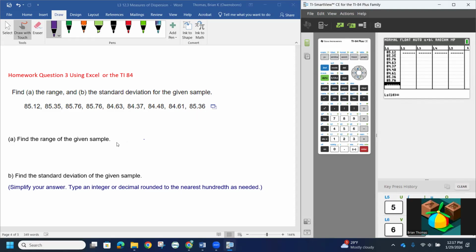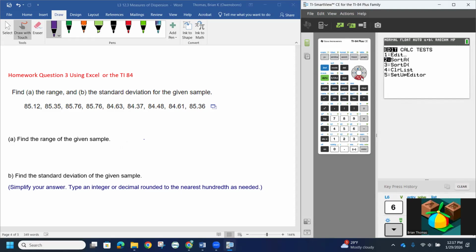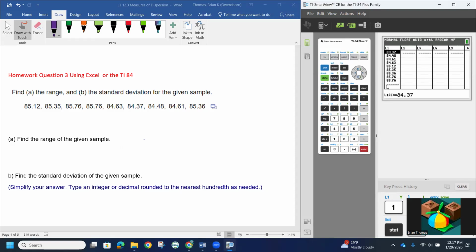Now to do the range, it's a good idea to sort the data. So if I hit stat number two, sort, and notice that my data was in L1. So we go to L1 down here and sort it. So if we go back to stat and edit, we can see that our first value is 84.37 and our last value is 85.76. So mathematically, to find the range, we have 85.76 and we got to subtract 84.37.